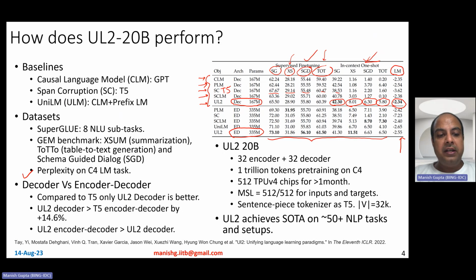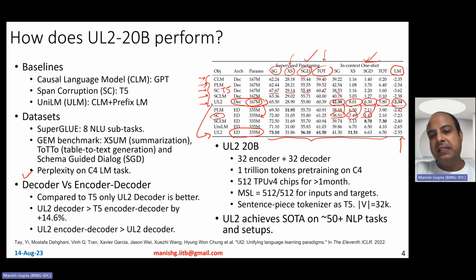Okay. And then UL2 decoder is better than, in fact, T5 encoder decoder as well. If you look at the T5 encoder decoder model, in terms of in-context learning, UL2 decoder is actually better even than the encoder decoder model, which is a big deal because the UL2 decoder is just 167 million parameters, almost half of the T5 encoder decoder model. However, what is interesting is that UL2 encoder decoder is actually better than the UL2 decoder only model. So the encoder decoder architecture is at least better compared to just the decoder only model.